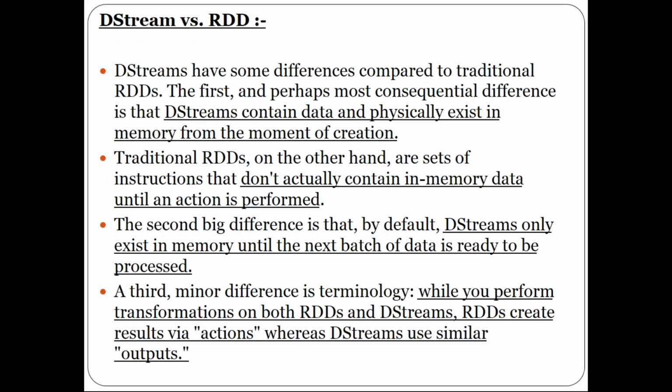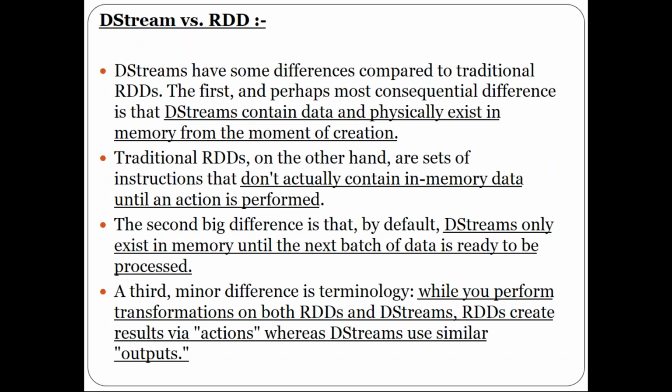At the moment of creation, it contains data physically and exists in memory. When your RDDs are turned into D streams, until the next batch is ready to be processed, till that point it exists in memory. Okay. Now, the third difference is while you perform transformations on both RDDs and D streams, RDDs create results by actions, whereas D streams create results. That's the only three big differences. Once again, you have to understand this, because if you don't understand this, you tend to confuse when you start writing a transformation on the streaming data.